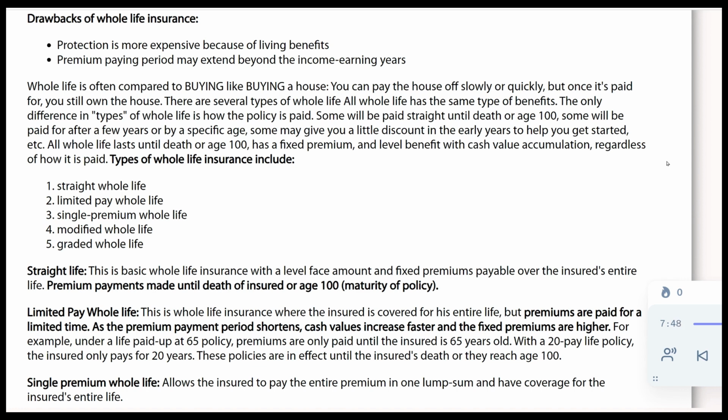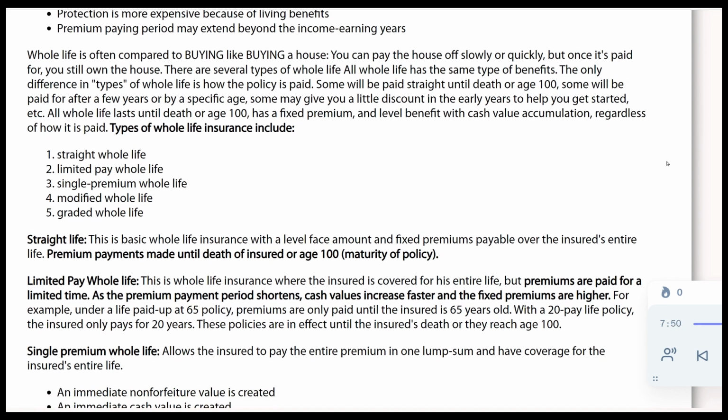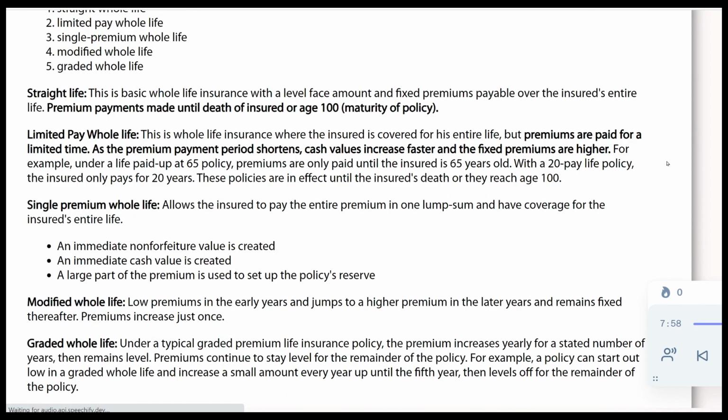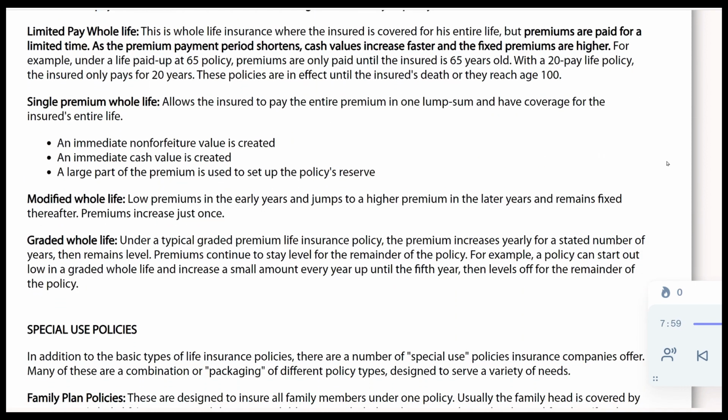Straight life. This is basic whole life insurance with a level face amount and fixed premiums payable over the insured's entire life. Premium payments are made until death of the insured or age 100, maturity of the policy. Limited pay whole life. This is whole life insurance where the insured is covered for his entire life, but premiums are paid for a limited time.